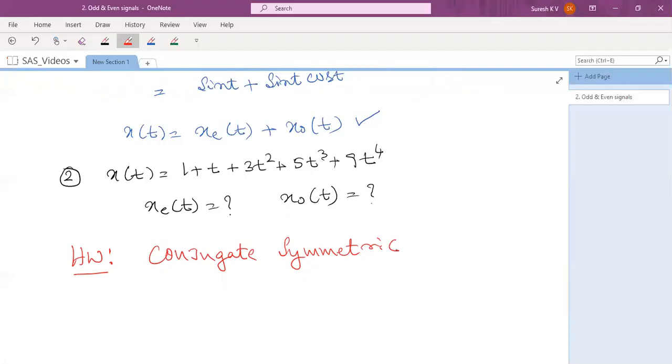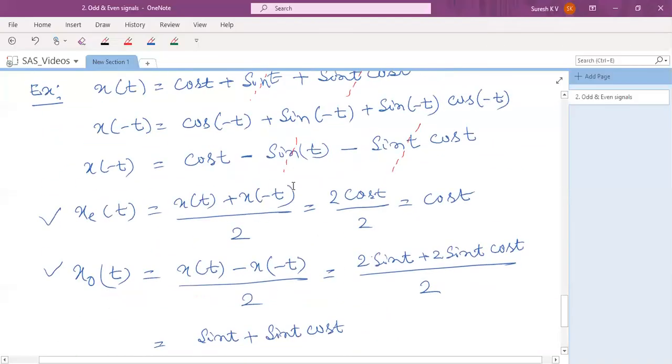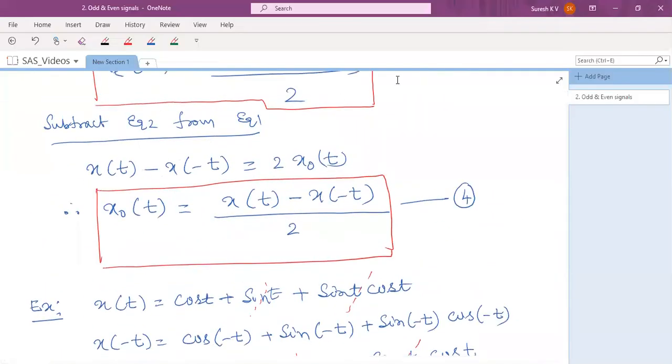So this is how we can decompose a given signal into odd signal and even signal. So the classification of signal can be even or odd, or it can be neither. When it is neither, there is always a possibility that you can decompose the signal into its odd portion and even portion. So with this, we will complete the second classification. In the next class, we will discuss one more classification, that is periodic and non-periodic signals. Okay.